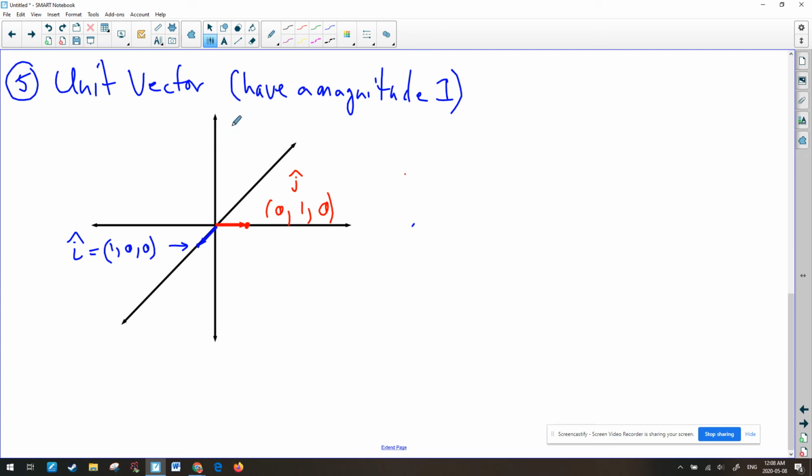Lovely. And then we have another color here. You can probably predict that this is going to be 0, 0, 1, and it is, of course, K hat. So K hat is the unit vector along the z-axis. So those are unit vectors.